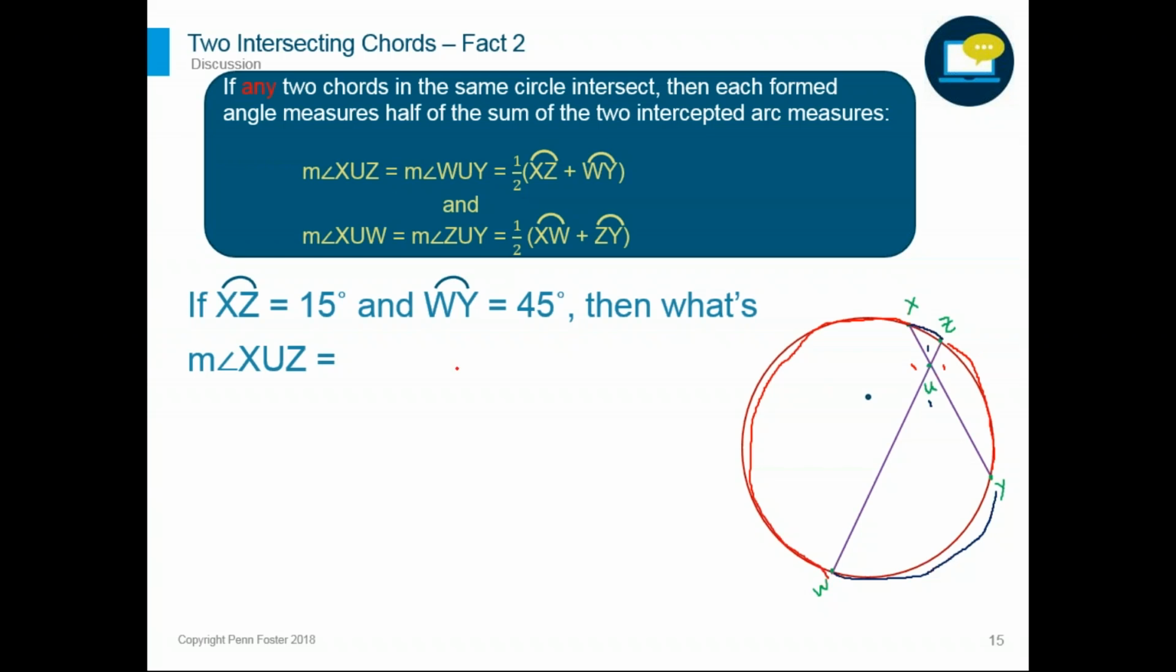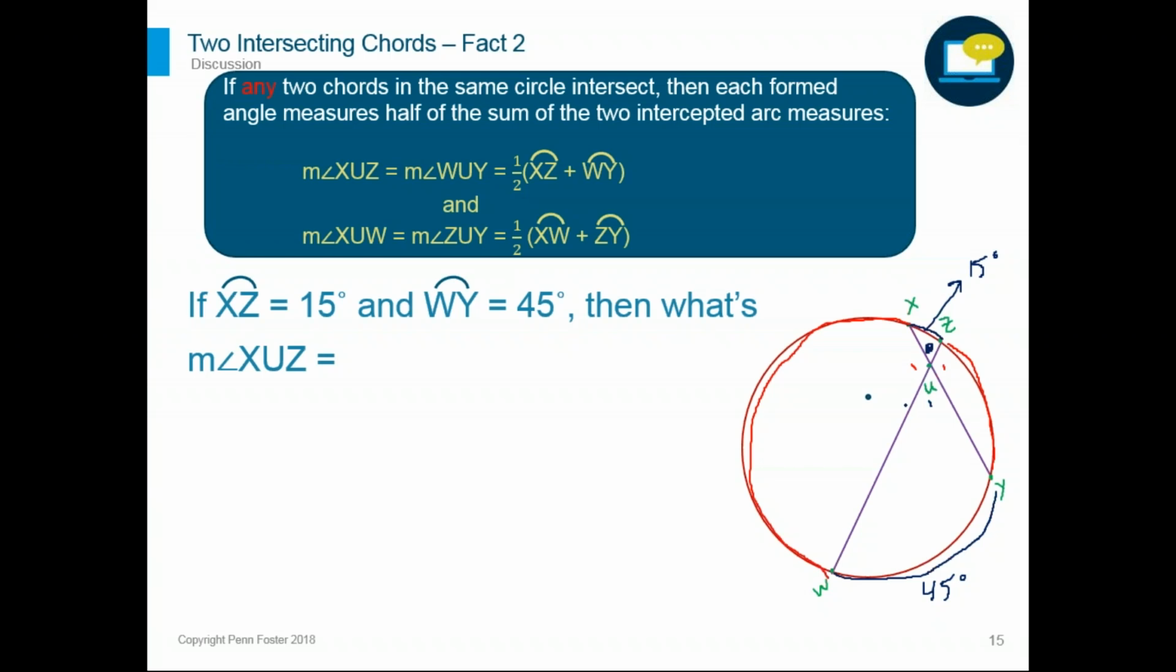Let's practice the facts and see how we're going to find the answer for the question. Label the figure. The arc XZ is 15 degrees, that's given. And arc WY is given as 45 degrees. Then what's the measure of angle XUZ? XUZ is this one here.